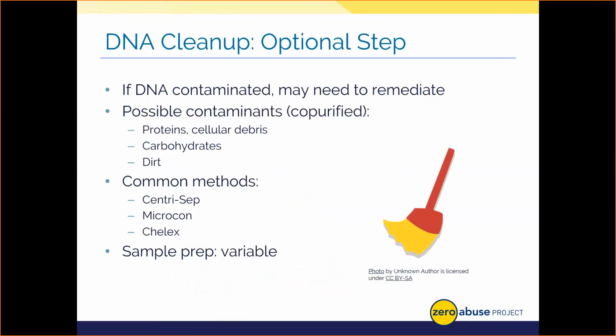Now, I do want to briefly talk about cleanup. Sometimes samples come in from a crime scene and they're not in good shape. You know, they're mucked up with dirt and debris, and we have to make sure that those elements don't get co-purified with the DNA, as it could prevent us from getting good DNA profiles downstream. Many times, if a lab is aware of contaminants, they can try to actually mitigate those things. Some common methods that you hear about are Centricep or Microcons. Basically, what they do is they filter the DNA through and they pull out the co-purified contaminants.